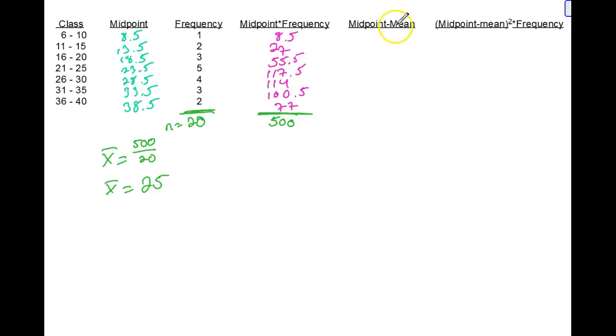I will continue to compute the midpoint minus the mean. So I'm going to take 8.5 and subtract 25 from it, which will give me a negative 16.5. I'm going to continue that with the 13.5 minus 25, and that will give me a negative 11.5. 18.5 minus 25 gives me a negative 6.5, not 16, negative 6.5.